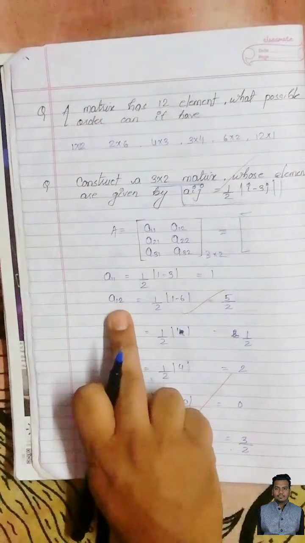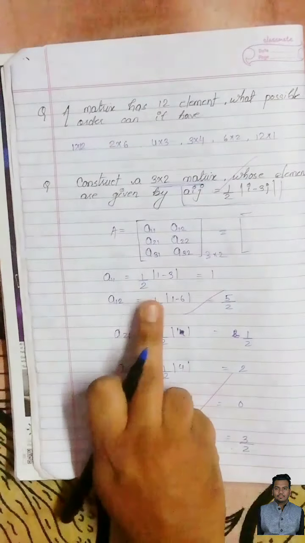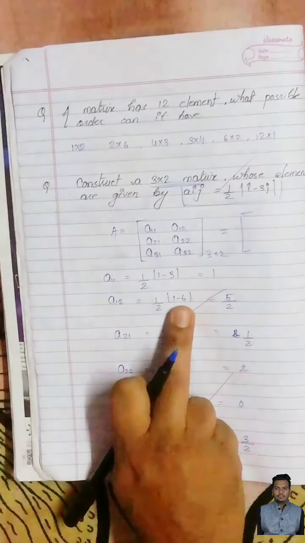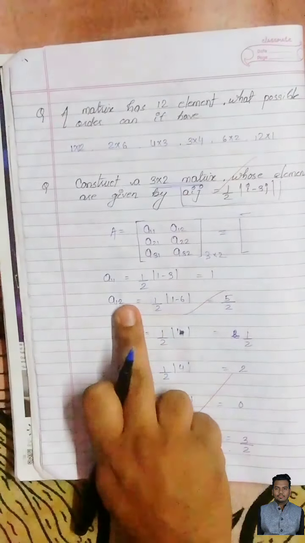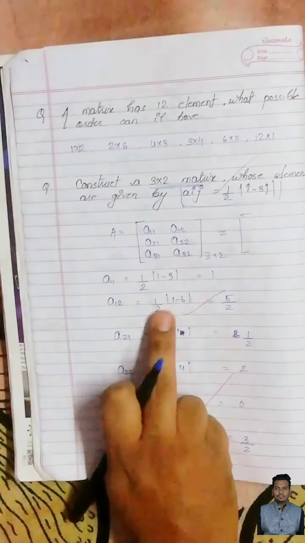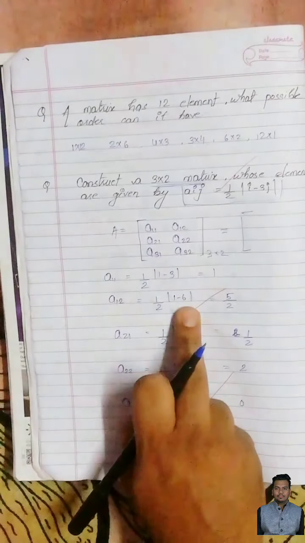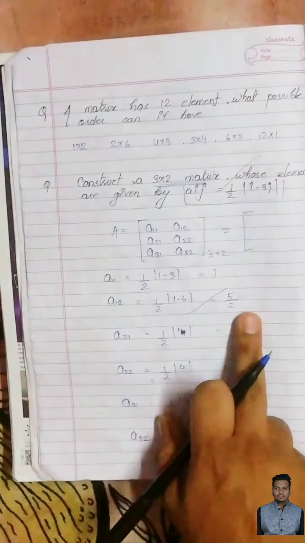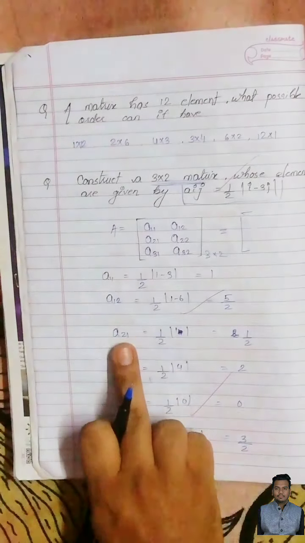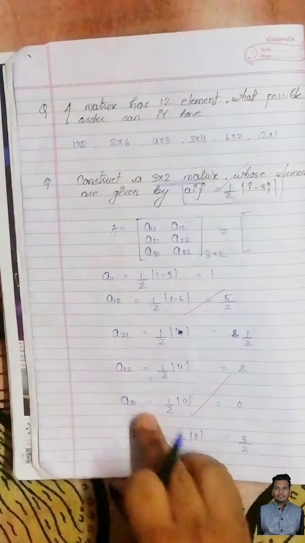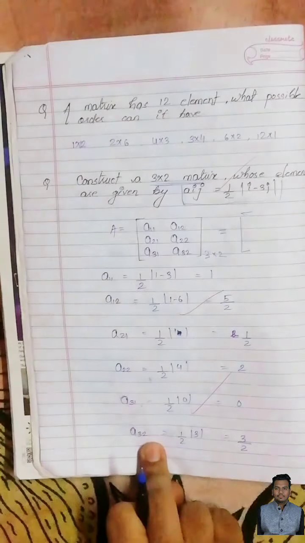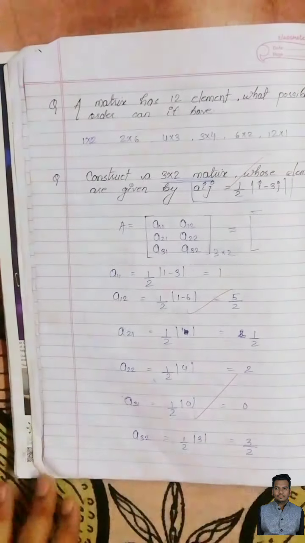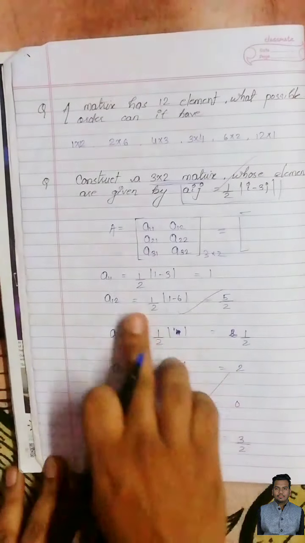In the same way I can get a12: 1 by 2 modulus of i minus 3j, with j equal to 2. So here 1 by 2 modulus of 1 minus 6, 1 minus 6 is minus 5, modulus equals 5. So the answer will be 5 by 2. And in the same way a21, a22, a31 and a32 can be found out.